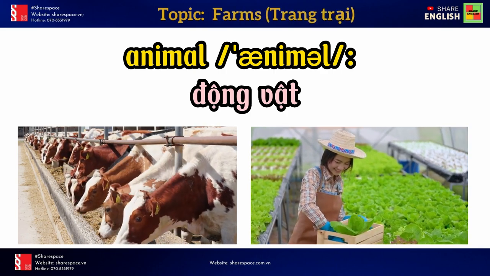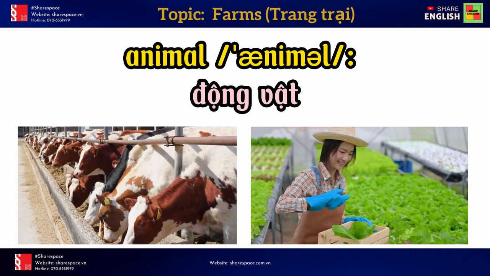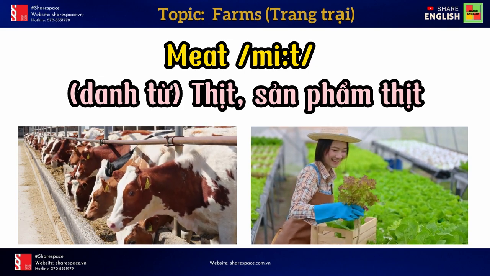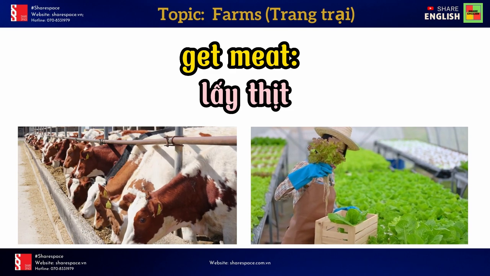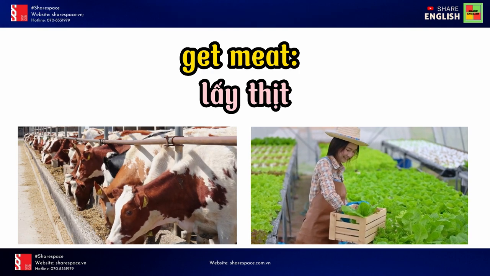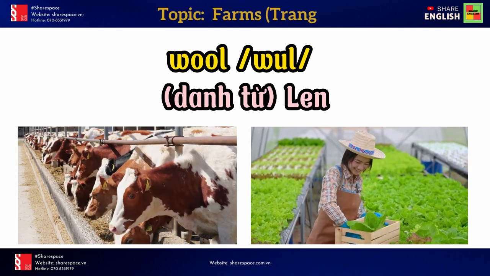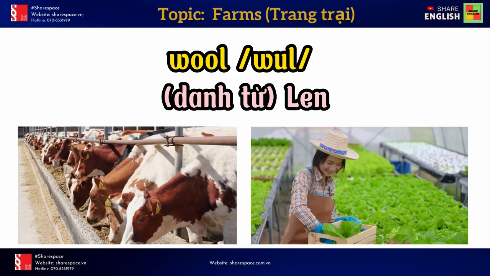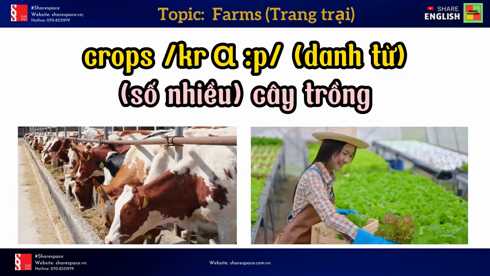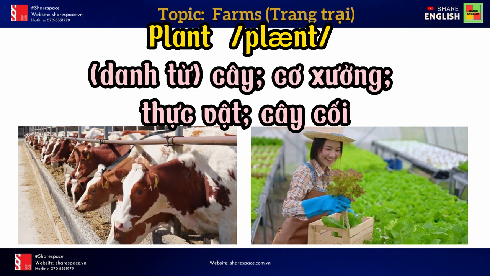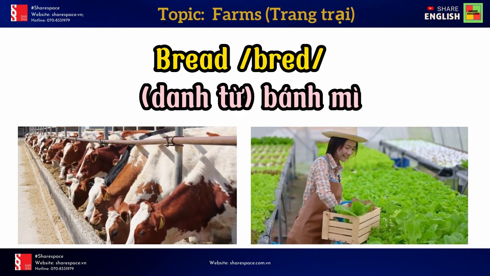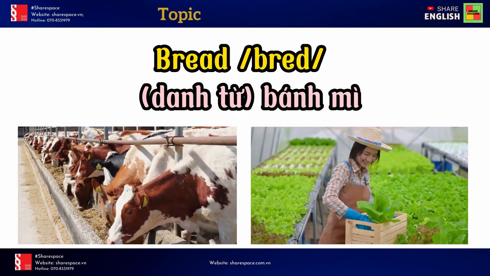Animal. Meat. Get meat. Wool. Crops. Plant. Bread.